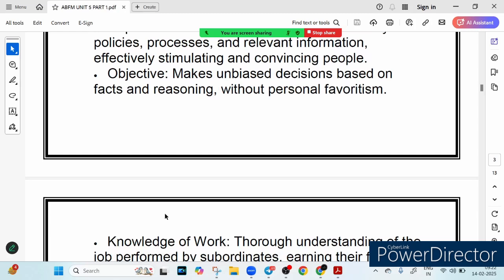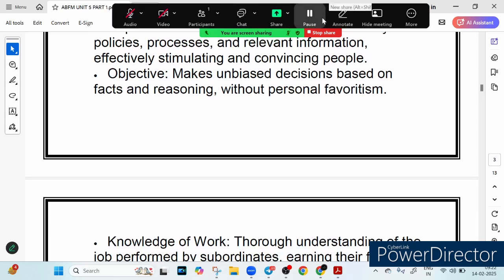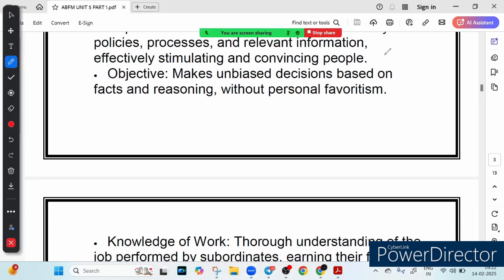And the next point is, a leader is fair and unbiased. So you can see, a leader is fair, a leader is unbiased. No favoritism, no personal bias. A true leader makes decisions based on facts and logic. Imagine a manager who promotes someone just because they are a friend. Doesn't sound fair, right?